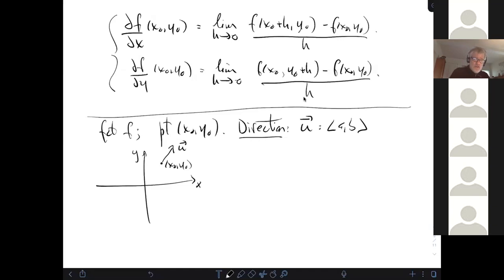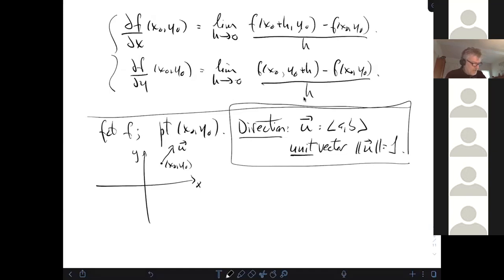Now this would work if you choose any non-zero vector, but there's a scaling issue here. So what you want to do is actually choose a unit vector. So this is a unit vector. In other words, it has length 1. Okay, so that's what a direction is. A direction is given by a unit vector, and you locate it at x0, y0. Okay, so I'll try to draw this.